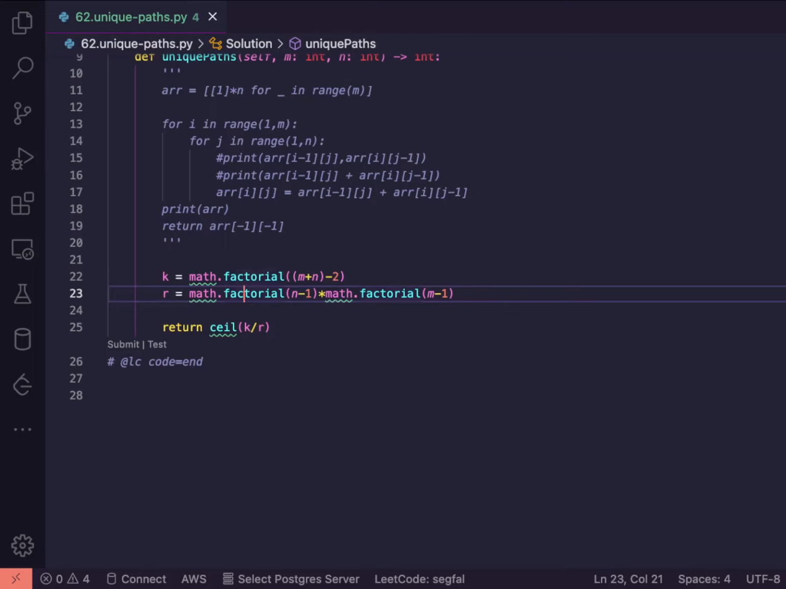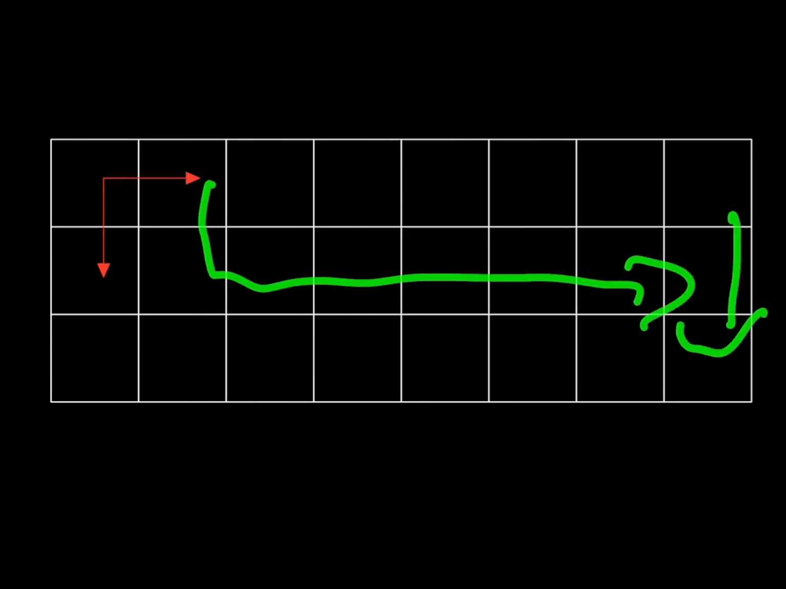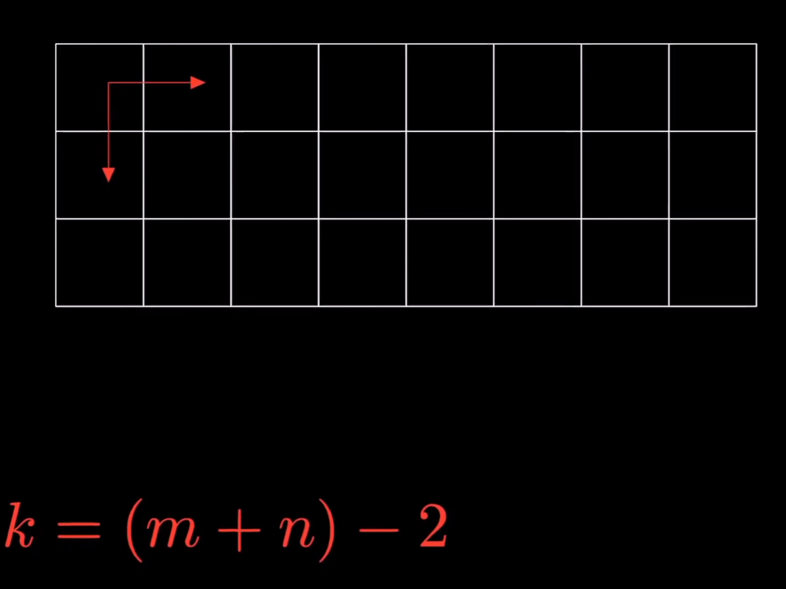Well, first what we want to do is, since we're dealing with the grid and we're dealing with how many ways we're going to get there, we're dealing with combinations. So how many combinations can we make going down here? So this is where we deal with factorials. Basically how many combinations we can make.